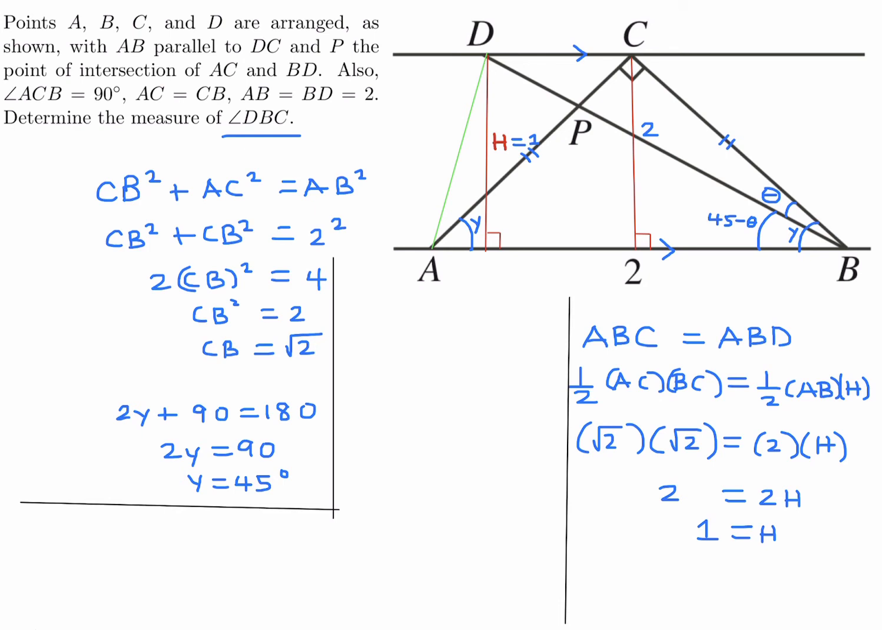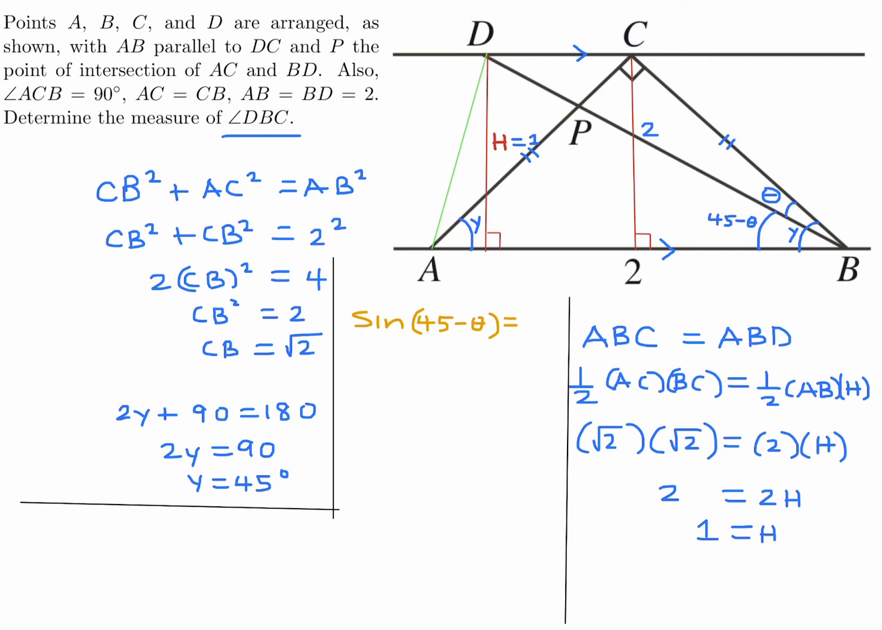Now the final step is to look at this triangle right here, the one that goes from D to B and then meets the height. If you look at that triangle, it has a right angle right here. So I can use trigonometry, and in particular I will use sine. The sine of this angle right here, the sine of 45 minus theta. And sine, as you know, is opposite over hypotenuse.